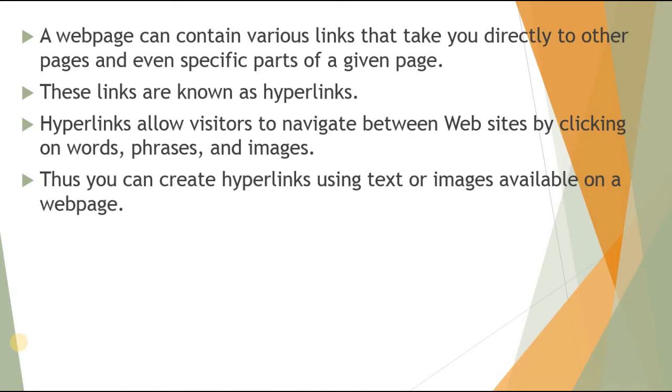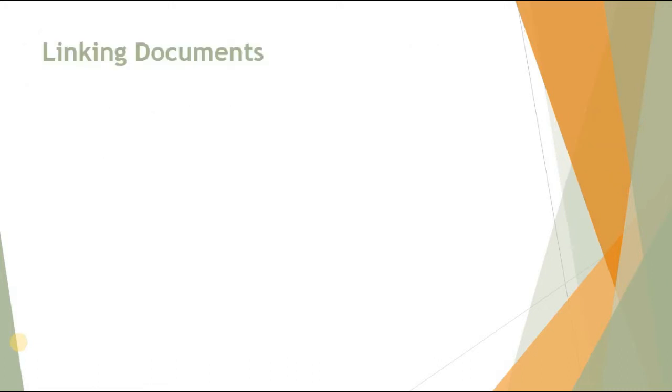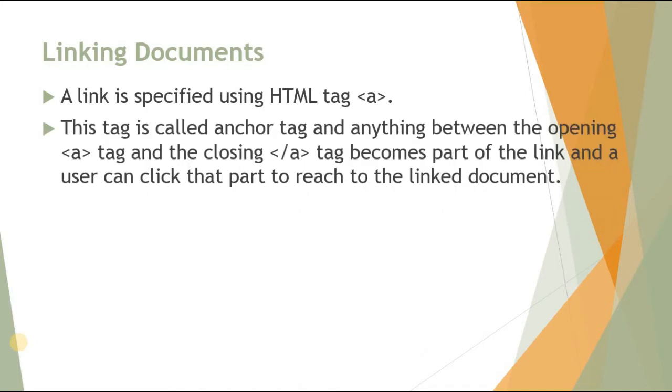For navigating from one page to another page, we are using links in a page. Linking documents. A link is specified by using the HTML tag A. This tag is called an anchor tag, and anything between the opening A tag and the closing A tag becomes part of the link, and a user can click on that part to reach the linked document.